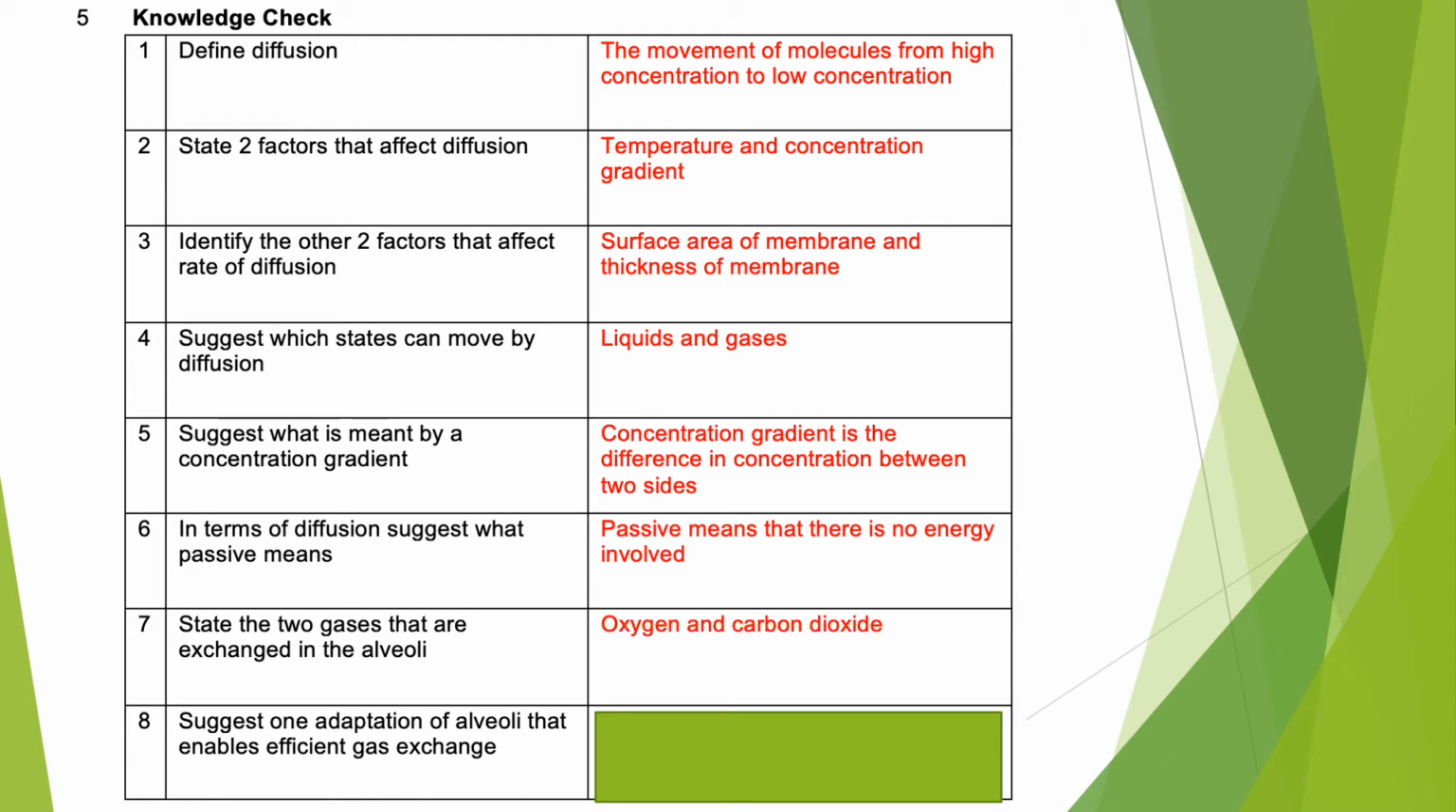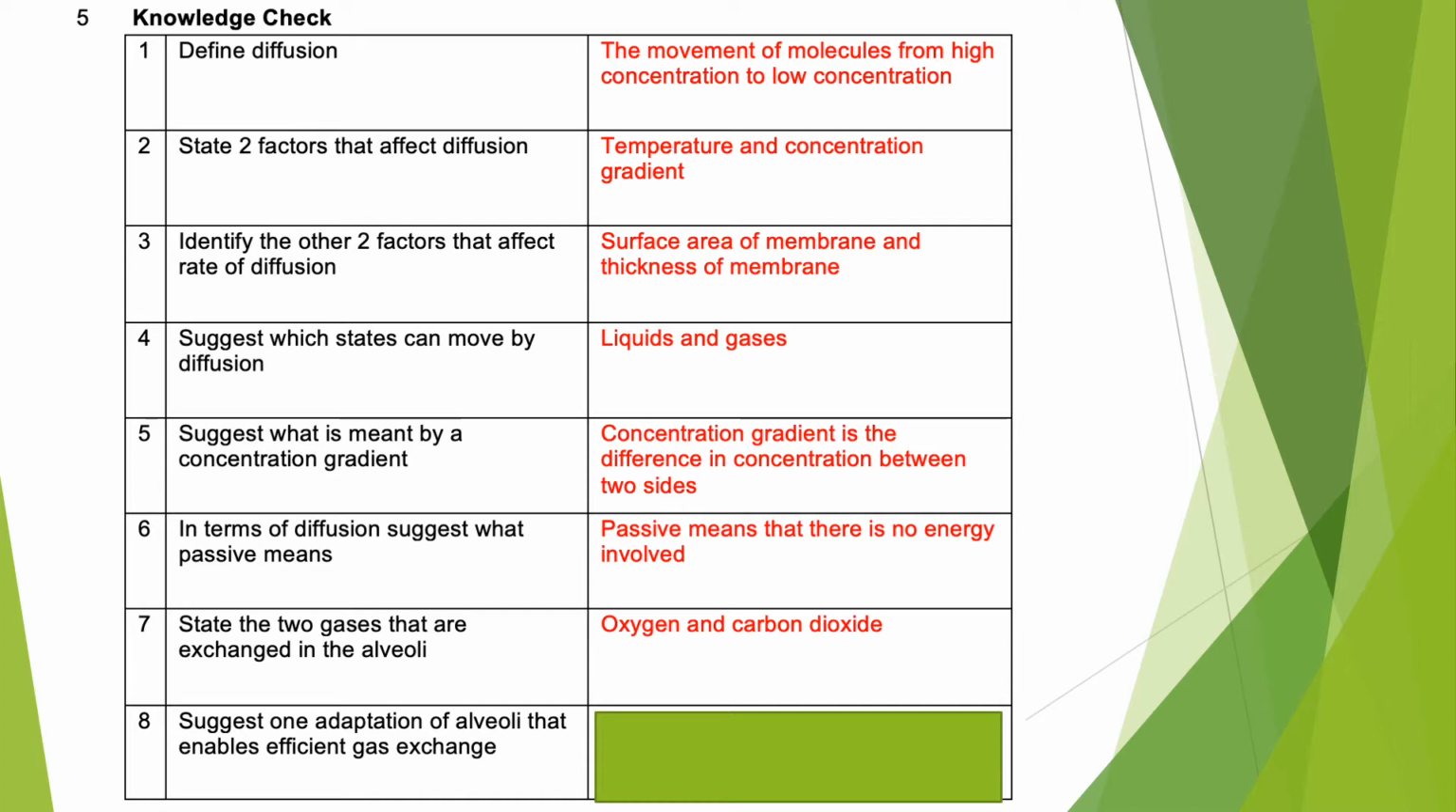Number 7. Oh, sorry. State the 2 gases that are exchanged in the alveoli. Remember that alveoli is part of your lungs. It's the air sacs, and we're going to talk a lot about that today. And the 2 gases that we talked about are oxygen and carbon dioxide, which are 2 gases that are very easily associated with the lungs, right? You breathe in oxygen and you breathe out carbon dioxide.